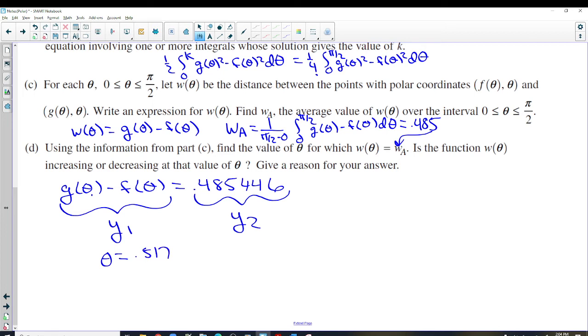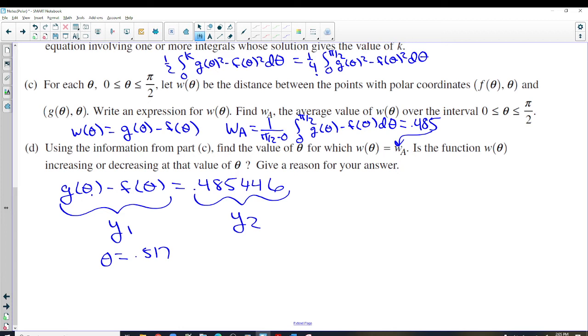So it's like saying, you went from Gretna to Elkhorn and you averaged 55 miles per hour. When did you actually drive 55 miles per hour? It was 4 minutes into the trip. That's what we found out. When did your drive equal your average value? At 0.517 minutes. All right, but there's a little bit more to that.